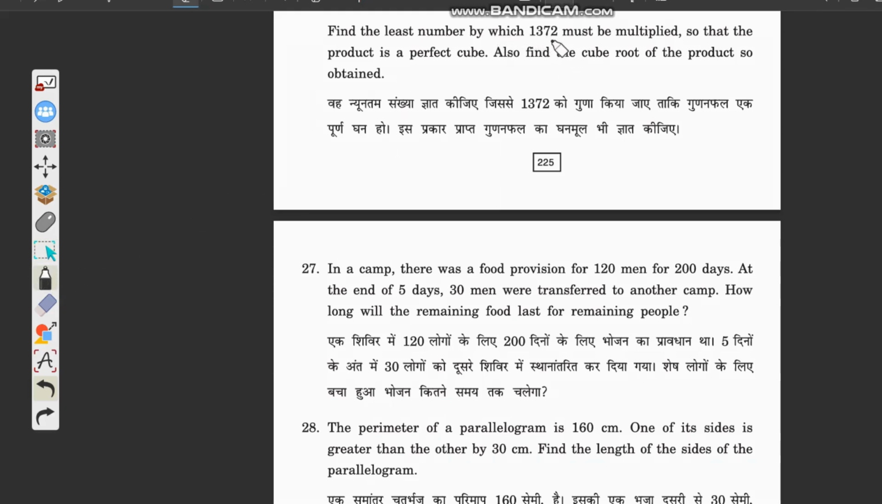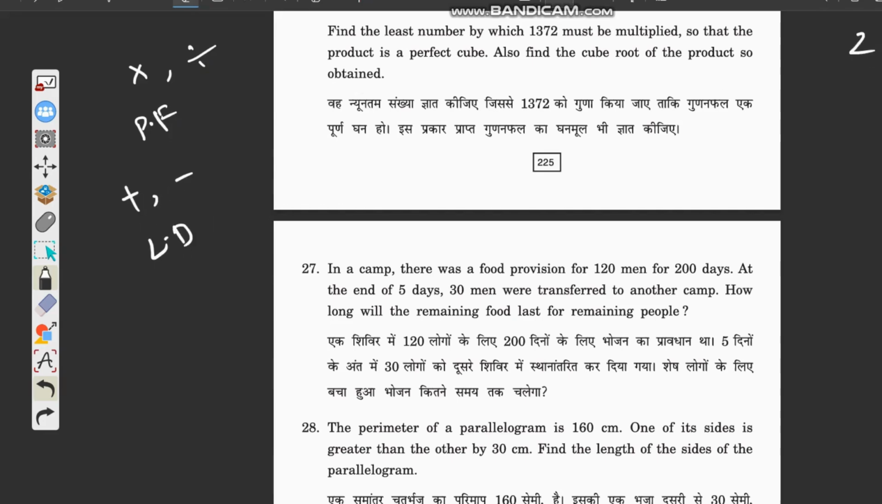Find the least number by which 1372 must be multiplied so that the product is a perfect cube. Cube means multiplication or division. Given this, we should go for the prime factorization method. Addition or subtraction means we should go for long division.